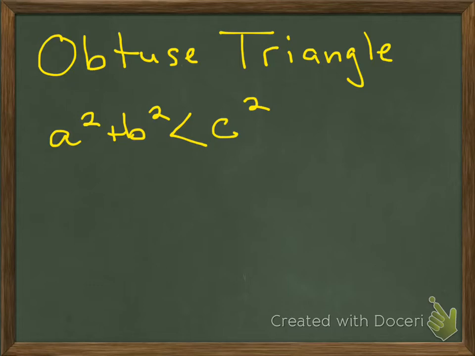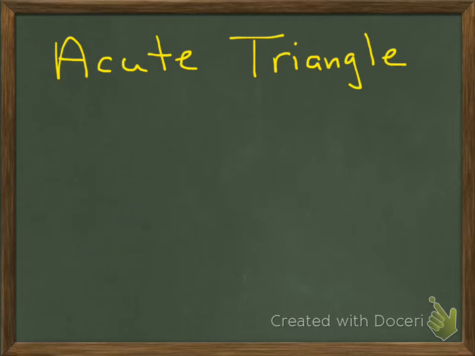Okay? So that means if I have a triangle that looks like this, and I say that this is a, this is b, this is c. If you square both of those sides and add them together, and it's less than c squared, then it's an obtuse triangle. Okay? An acute triangle, kind of the same thing.